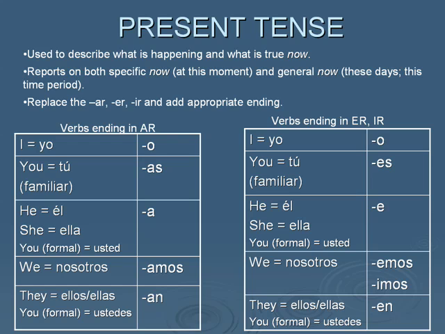If you're familiar with the person, you use tú. If you're not familiar and it's a formal situation, you use usted. These are the verb endings for all regular verbs. There are going to be irregular verbs. They do not follow these patterns in most of these tenses.